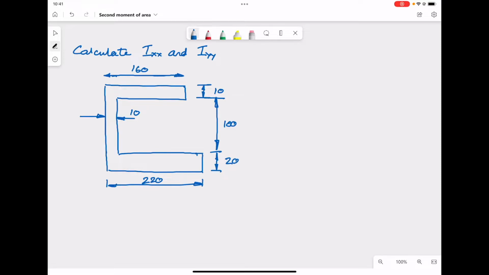For our shape, we're going to divide it up into a number of rectangles. This can be achieved by splitting the shape with two horizontal lines into three rectangles, labeling them 1, 2, and 3. For each of the rectangles, I'm going to position the center.